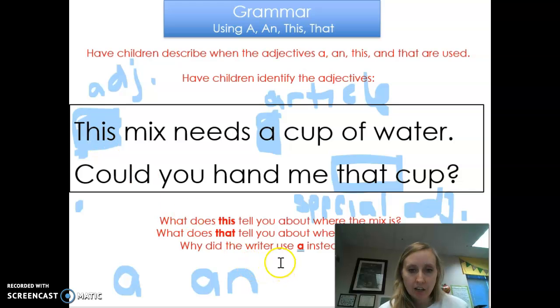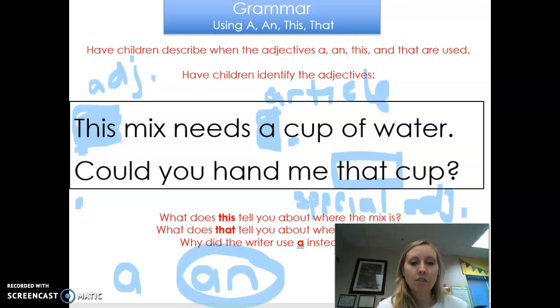Okay. And then we also used a cup instead of an cup because the word cup starts with a consonant, not a vowel. We use an when it's a vowel, so if the next word starts with a, e, i, o, or u. But we use a when it starts with a consonant.